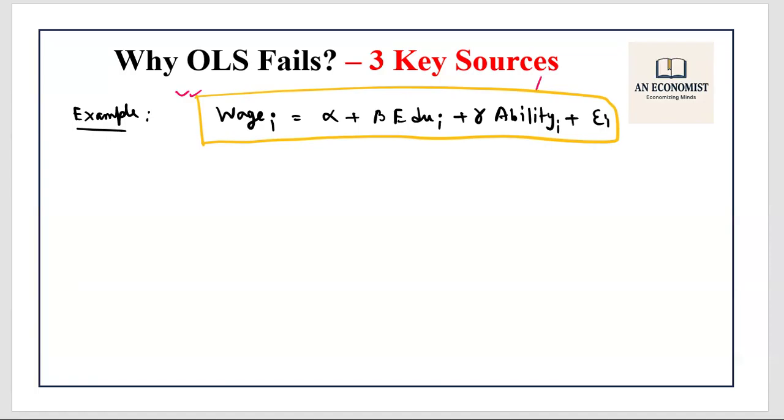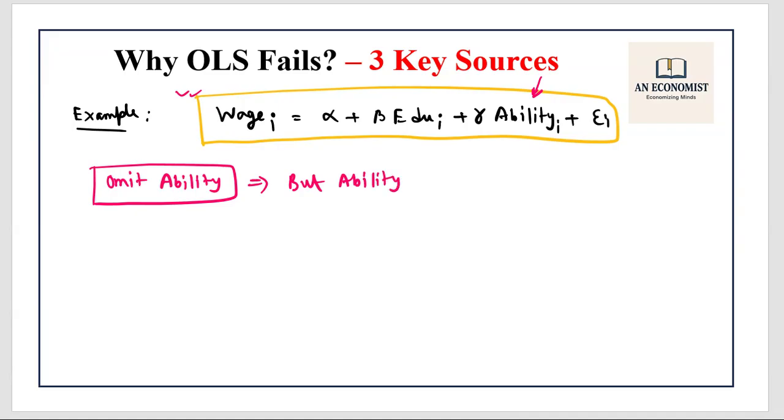Again, due to some mistake, suppose we do not have any information about the ability, so we simply omit the ability term completely. But what we know is that ability affects both the education and the wages.